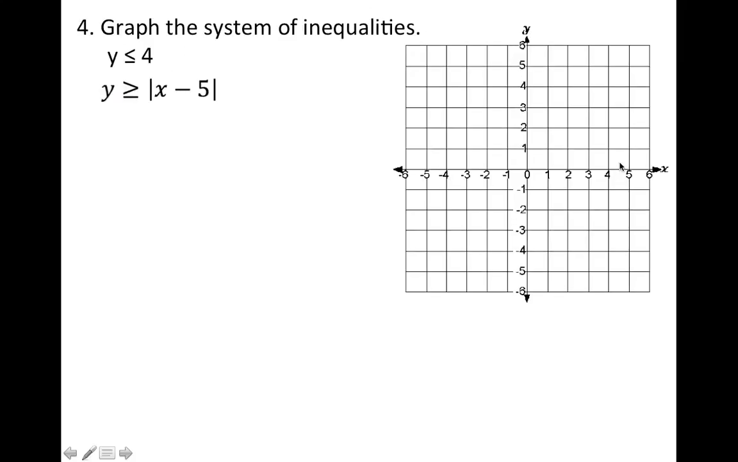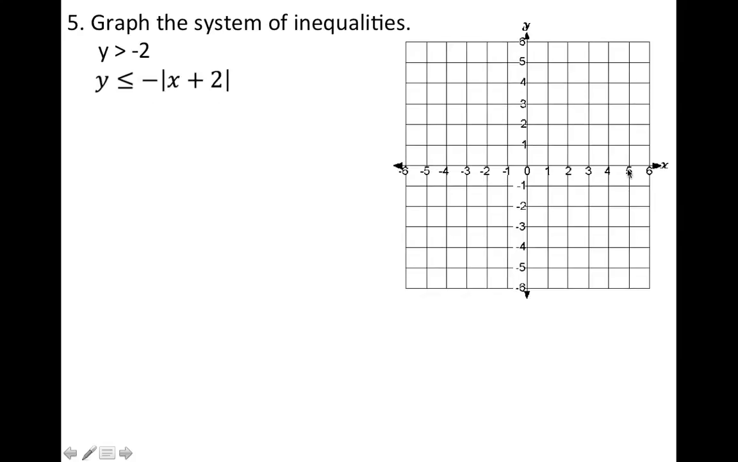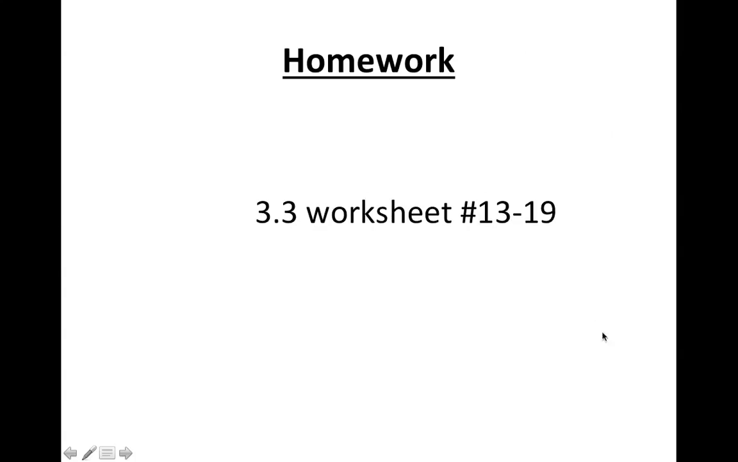So we have a line and absolute value sign here. Your vertex for your absolute value should be at 5, 0. And again, we'll shade below the line, but inside the absolute value. And our last one, we'll have an upside down absolute value with our vertex at negative 2, 0. And we'll be shading above our line, but inside our absolute value. And we're working on this tomorrow in class.